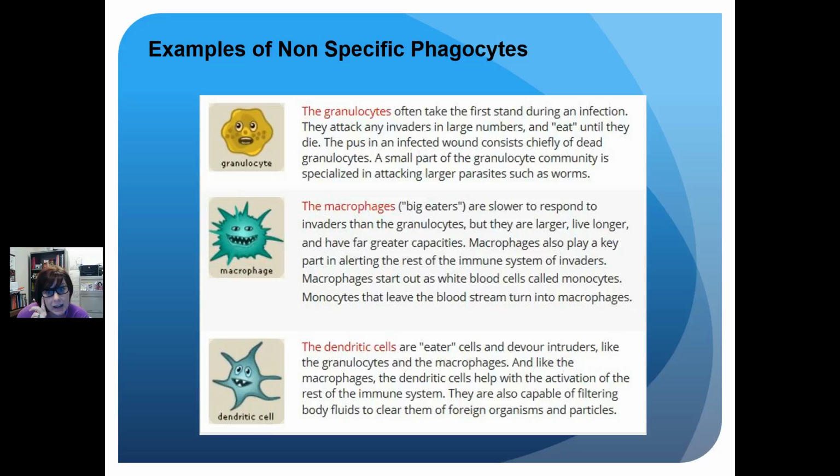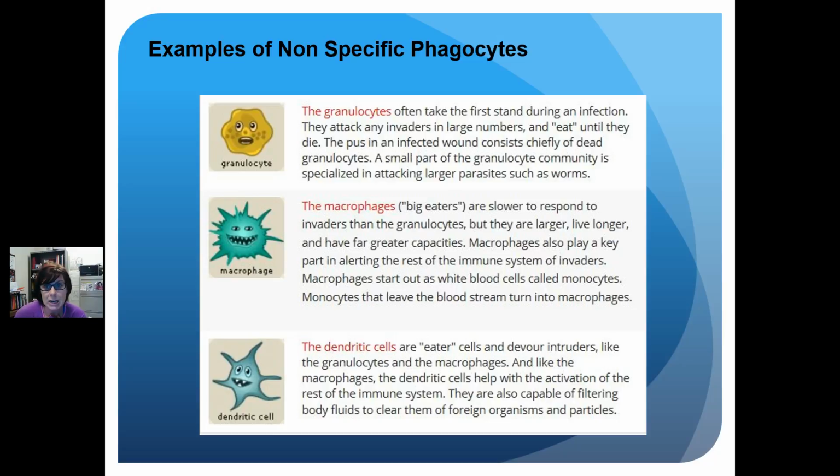Then you have macrophages, big eaters, okay? They're slower to respond than the granulocytes. The granulocytes are the first ones on the scene, first responders. But macrophages are larger, they live longer, and they have far greater capacities. Macrophages also play a key role in alerting your specific responses, okay?